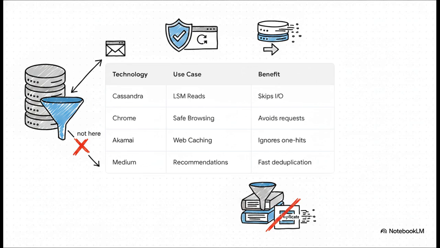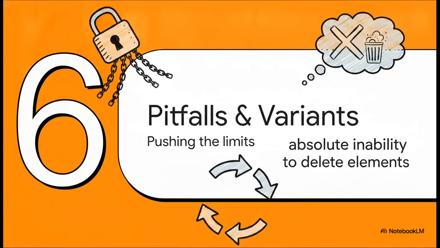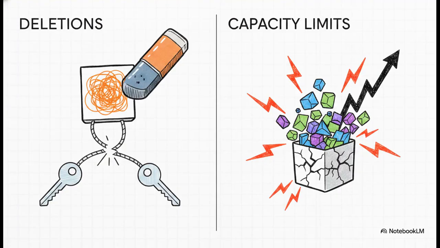Akamai uses them to prevent one-hit wonders from cluttering up their web caches. Even Medium uses them to instantly filter out articles you've already read before they generate recommendations. They really do act as the ultimate first line of defense. Which brings us to Section 6, Pitfalls and Better Variants. As amazing as Bloom filters are, they do have some very strict limitations.